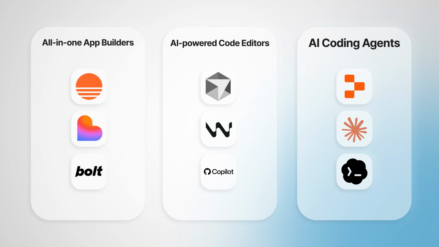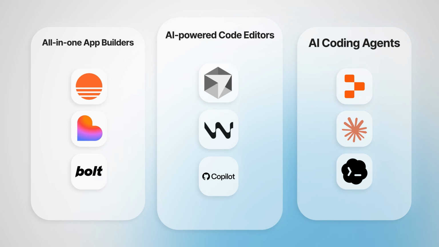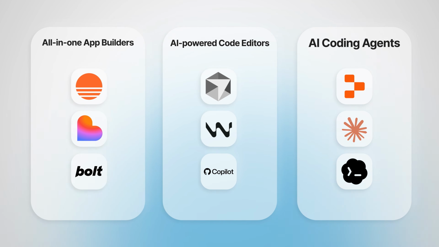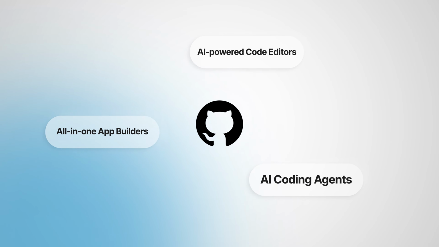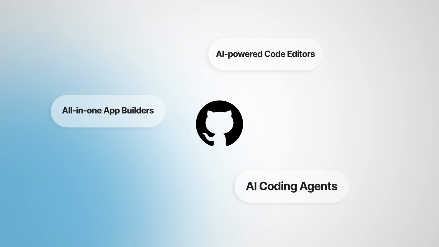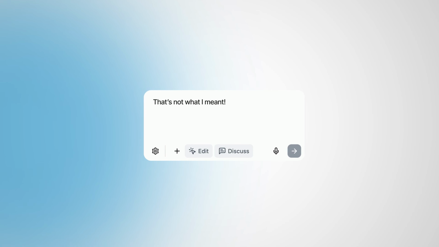Now here's where this gets really interesting. Remember at the beginning of this video, I showed you 3 categories of vibe coding tools: all-in-one builders, AI code editors, and AI coding agents. We've been using an all-in-one builder this entire time, but now that your code is in GitHub, you can use the other tools too. For example, let's say you want to make a change to your app, but you're struggling to get Base44's chat to do exactly what you mean.